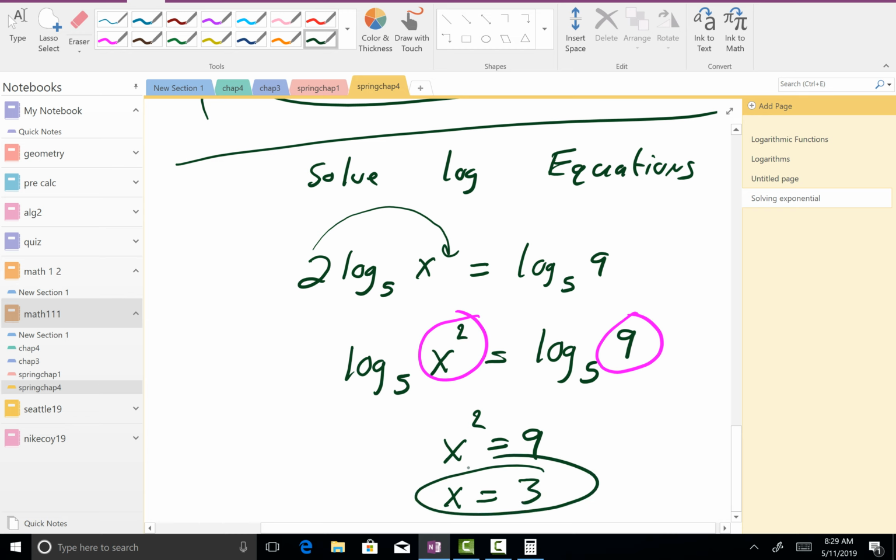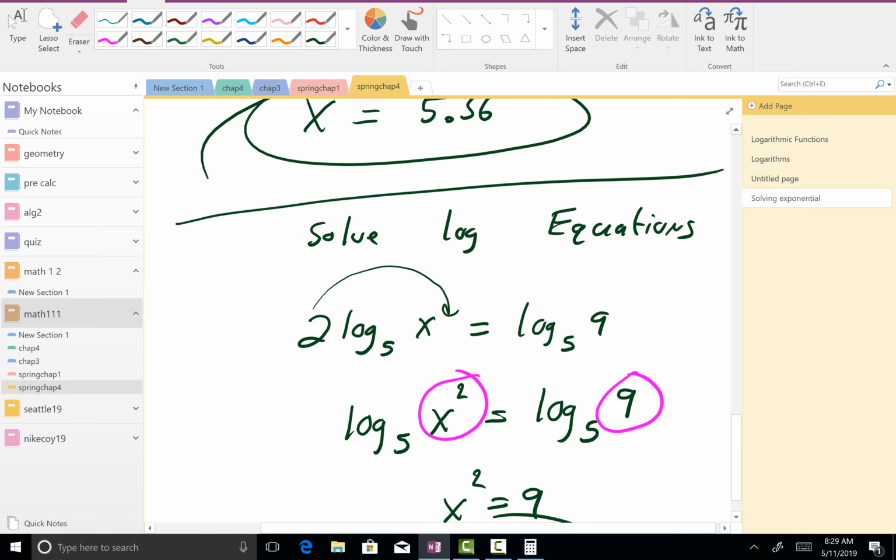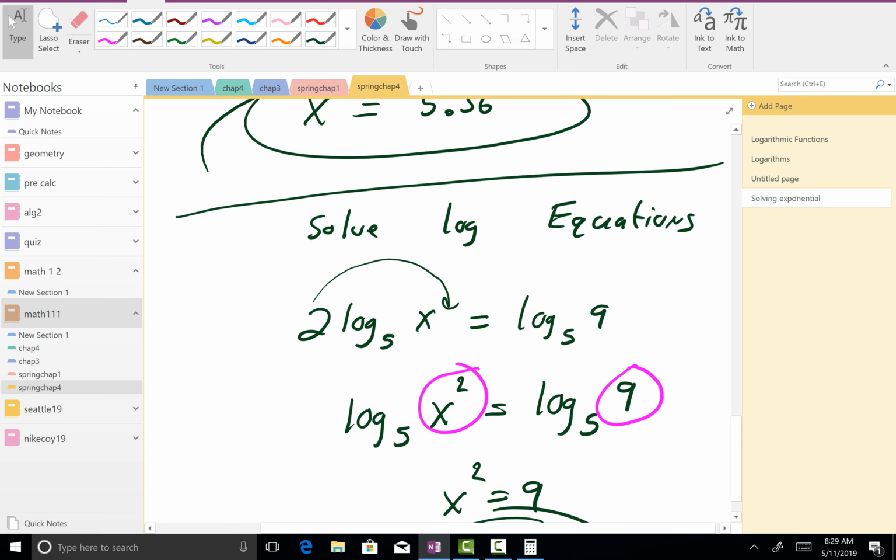And it has to be a positive 3 because we can't take the log of a negative number. So, yeah. Shouldn't the negative number be squared before it's log? Not here in the original equation.